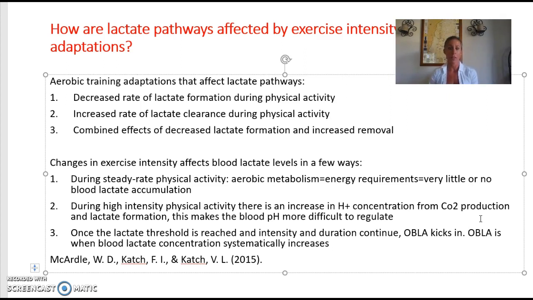Once the lactate threshold is reached and intensity and duration continue, onset of blood lactate accumulation kicks in. That's your OBLA. OBLA is when blood lactate concentration systematically increases. So the lactate threshold is going to hit at one level, and then your OBLA is going to kick in a little bit further on there. So you can still hit that lactate threshold and continue on before your onset of blood lactate kicks in.